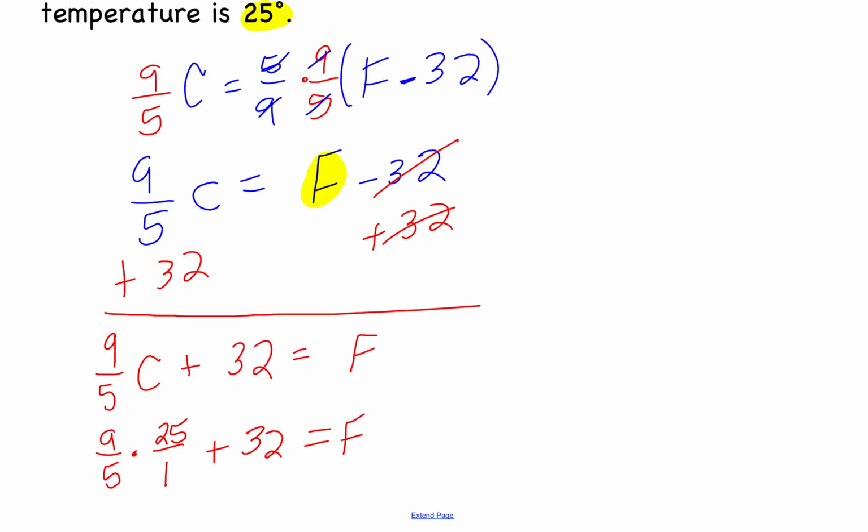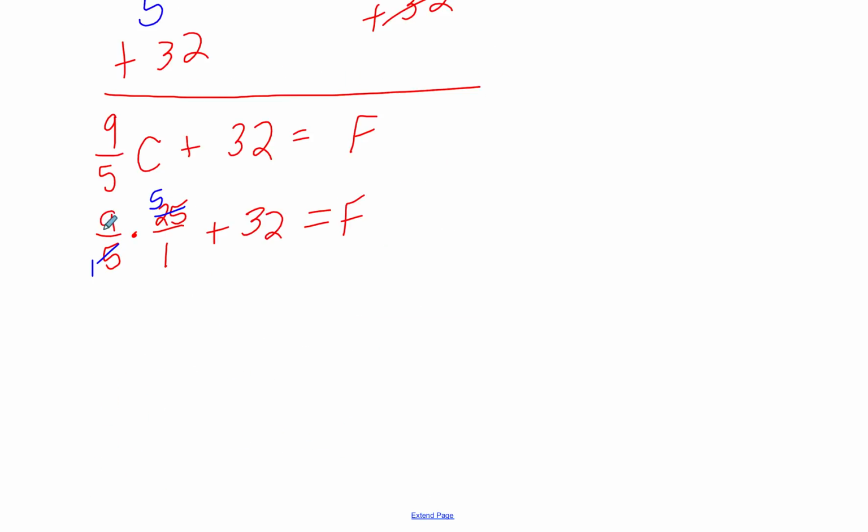So what I can do is cancel between the 5 and the 25. 25 divided by 5 is 5. 5 divided by 5 is 1. And then 9 times 5, I'm going to extend my page here. 9 times 5 is 45. Plus 32 equals F. Well, if we just add those two together, we get F is equal to 77 degrees.